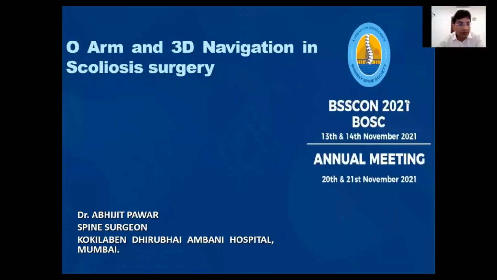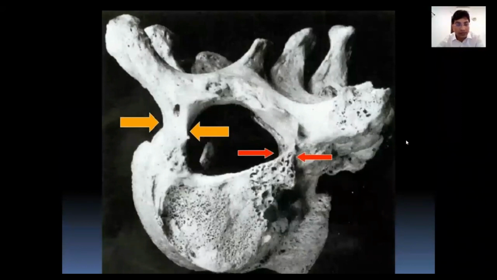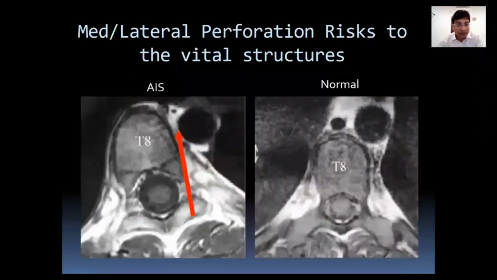Good evening, everyone. Today we're going to discuss the use of O-arm and 3D navigation in scoliosis surgery and deformity correction. As we know, in patients with scoliosis and spinal deformities and kyphosis, a lot of patients have dysplastic pedicles, atrophic pedicles, or even in some cases, absent pedicles. So placing the instruments in these patients is critical. Medial or lateral perforation carries the risk of violation and injury to vital structures, including the nerves and vital organs of the body.